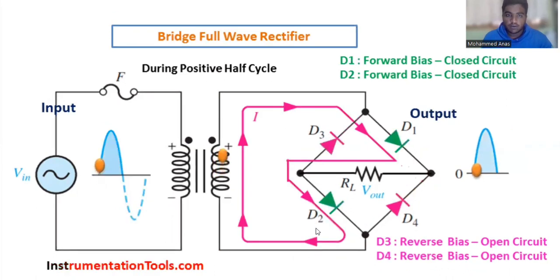Next, we are going to see how the waveform is formed during the positive half cycle in a bridge full wave rectifier. As you see in this, D1 and D2 are closed circuits. They form forward biasing, where D3 and D4 are reverse biased. They are open circuits. When the input is given, this is how the output is formed.